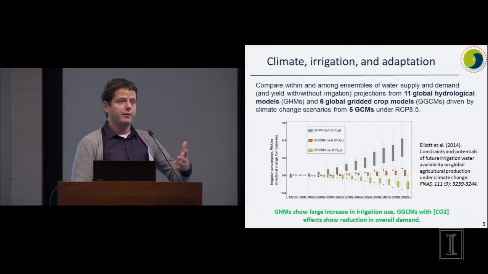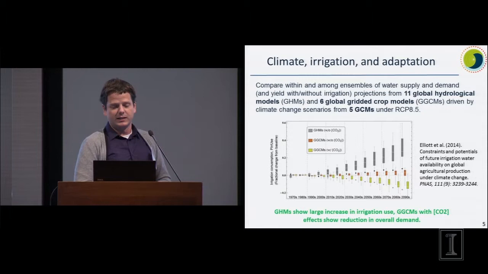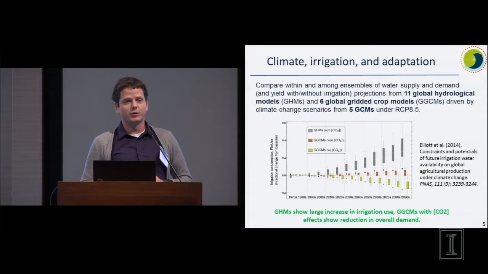Of course, we know that farmers are not dumb. They're actually quite smart, and they will change the varieties they're planting to compensate for that decreased growing season. So the true answer, as is always the case in these sorts of things, is somewhere in between, and I won't even attempt to tell you where, but it's somewhere in between these.